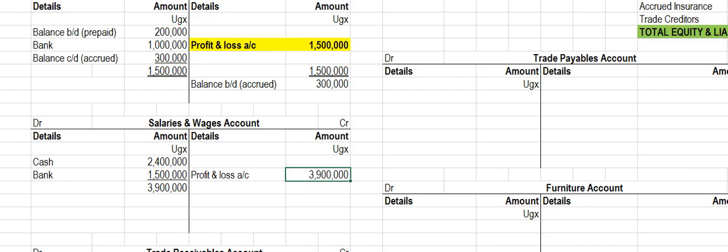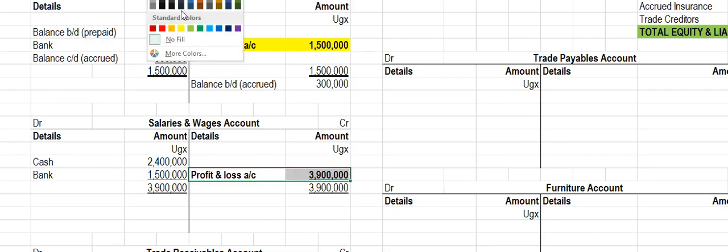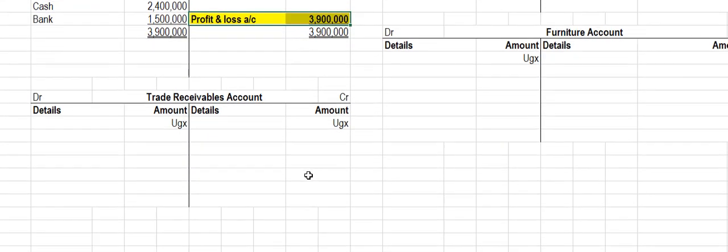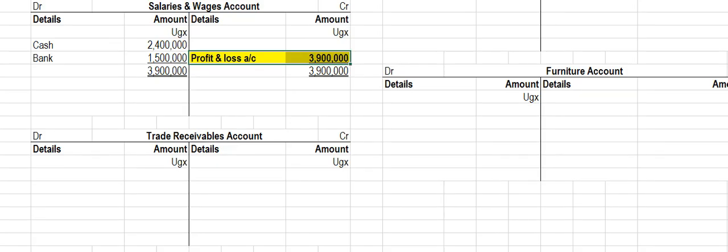So in the statement of profit and loss, you take 3.9 there as the salaries and wages expense for the year. That's what you take to your P&L. Then the other account which we can adjust. Let me first adjust the furniture.